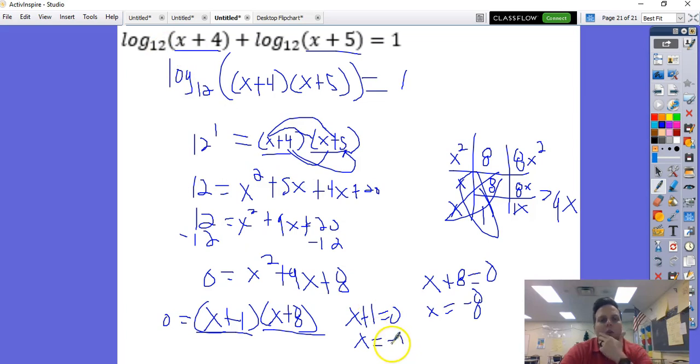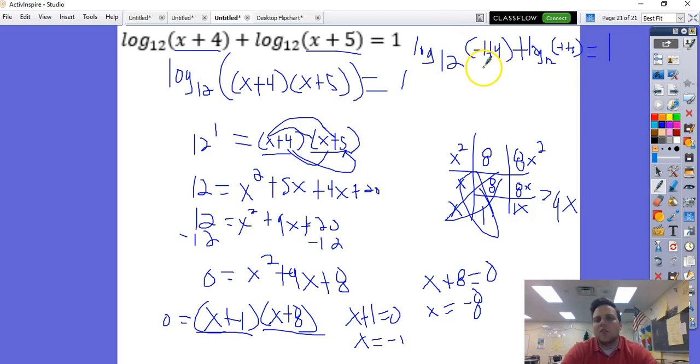So let's plug in the negative 1. If I did that, I have log base 12 of negative 1 plus 4 plus log base 12 of negative 1 plus 5 equals 1. Okay, so now what you ask yourself is, what is negative 1 plus 4 really? Well, that's just 3. And what is negative 1 plus 5 really? That's just 4. So is there a number that I can raise 12 to?